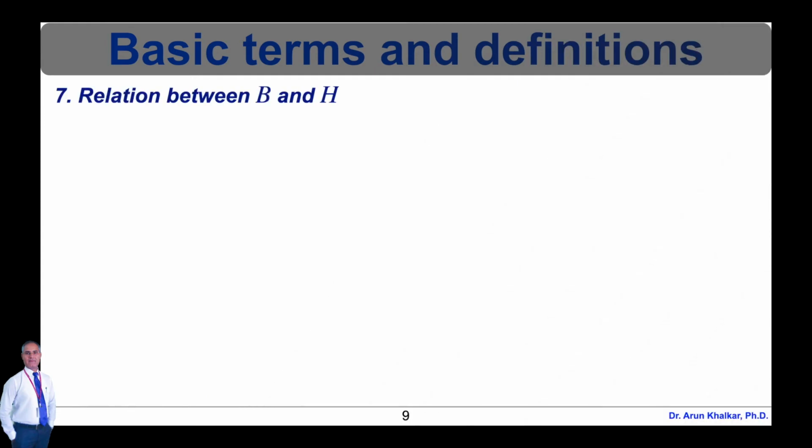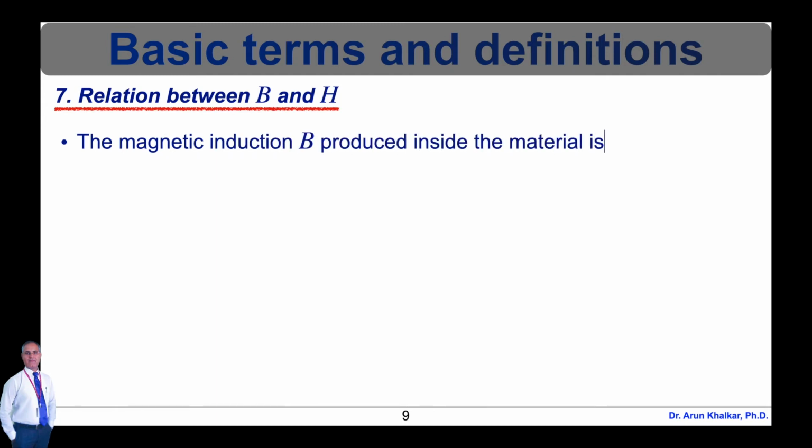Now let's see the relation between the magnetic induction and the magnetic field strength, that is the relation between B and H. When a material is kept in a magnetic field, two types of induction arise. One due to magnetizing field H and the other due to magnetization M of the material itself. The magnetic induction B produced inside a material is given by B is equal to mu naught in bracket H plus M.